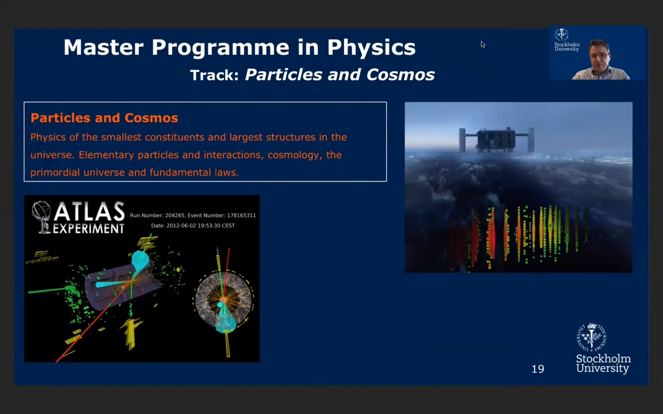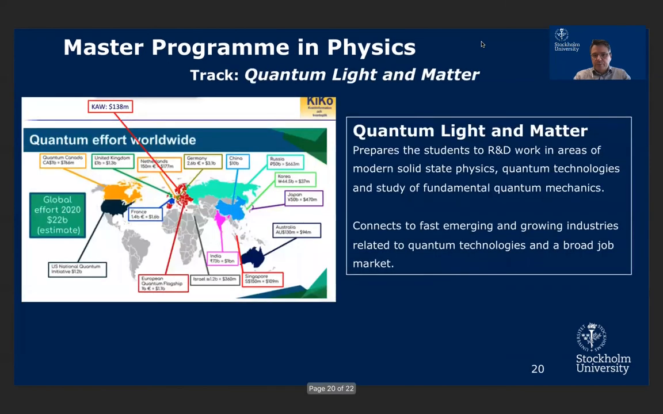The particles and cosmos track concentrates on the physics of the smallest constituents of the universe and its larger structures. We study elementary particles and their interaction, cosmology, the primordial universe, and its fundamental laws. The quantum light and matter track prepares the student to R&D work in areas of modern solid-state physics, quantum technology, and the study of fundamental quantum mechanics. It connects to a fast emerging and growing job market and a wide range of new industries.